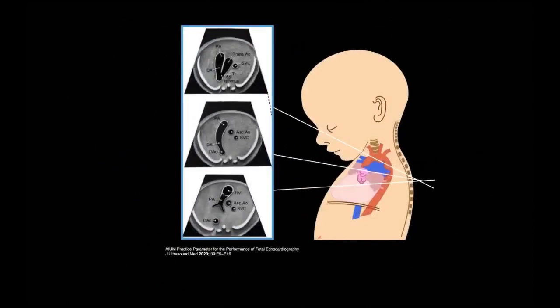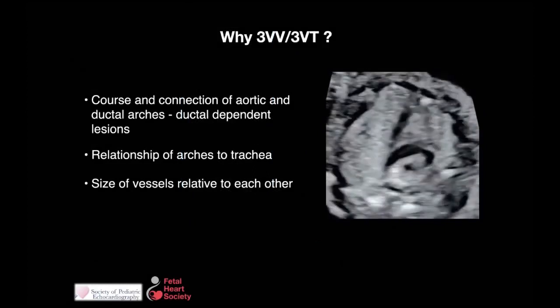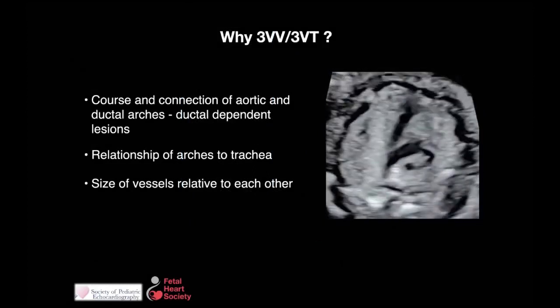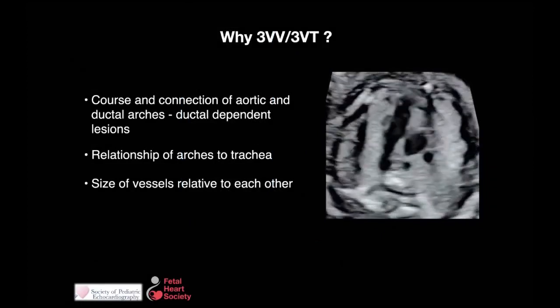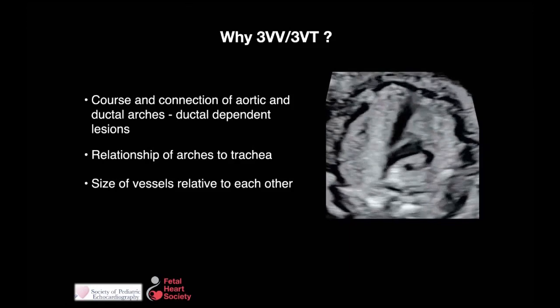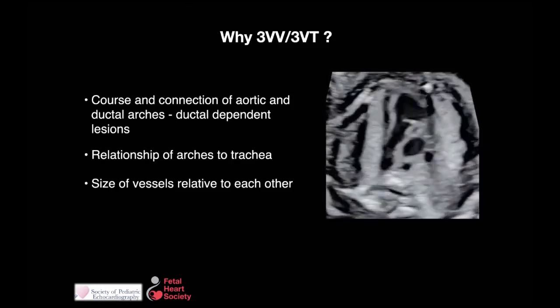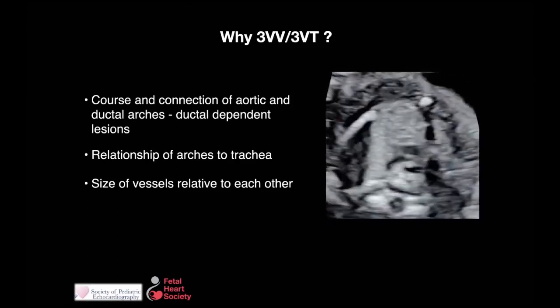So now moving into the 3-vessel trachea views. So why the 3-vessel trachea view? Here we're able to determine the course and the connection of the aortic and ductal arches. This also helps in identifying ductal dependent lesions. Also, we're able to identify the relationship of the arches to the trachea and the size of the vessels relative to each other, so we're able to determine any discrepant abnormalities.